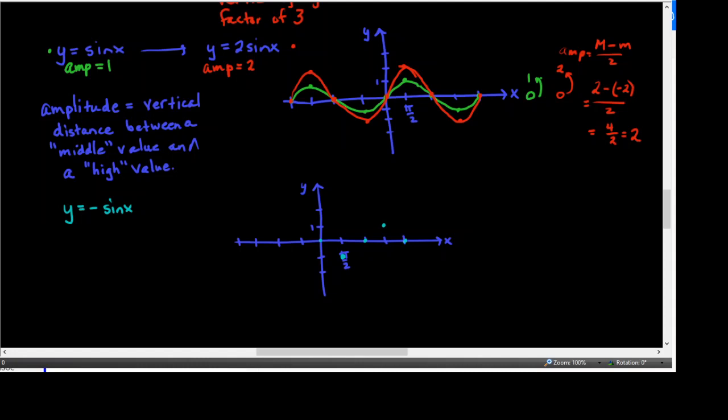Then going this other way, it looks like we have a pattern now of middle, low, middle, high, middle, low, middle, high. So going this other way, low, middle, high, middle, low, middle. And graph that. It's still a sinusoid. So how is the green one up above related to this one? I don't know if you caught one of the words I used earlier, but this is a reflection of the graph of y equals sine of x over the x-axis.